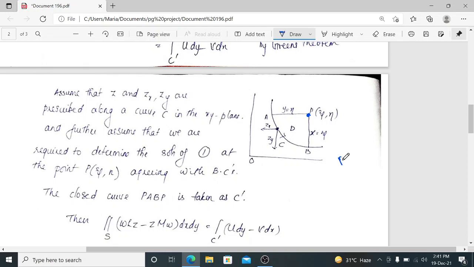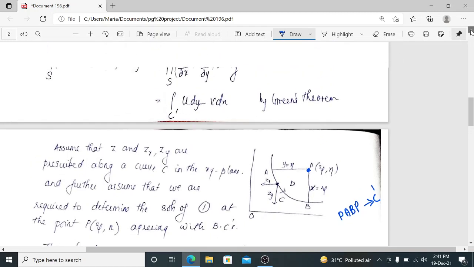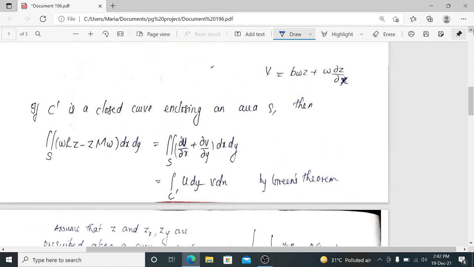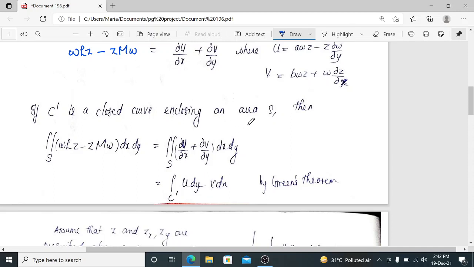P A B P. This curve P A B P we call C dash. The given surface, which is our integral surface, is enclosed by this curve C on the x y plane. So that is the C dash we are having. C dash is a closed curve, and along a closed curve we can apply Green's theorem. So C dash is a closed curve which is enclosing an area S. Now let me take the double integral over S.